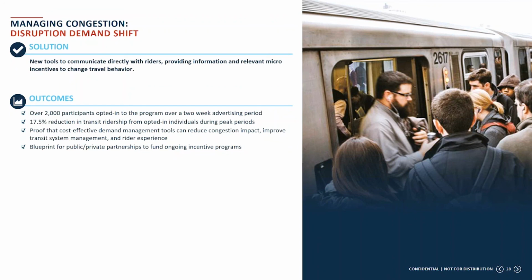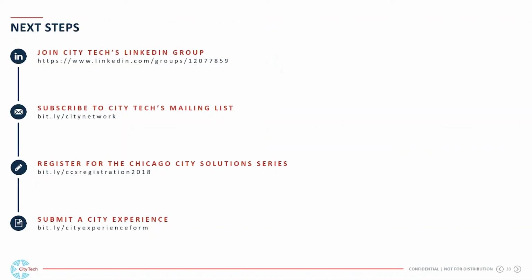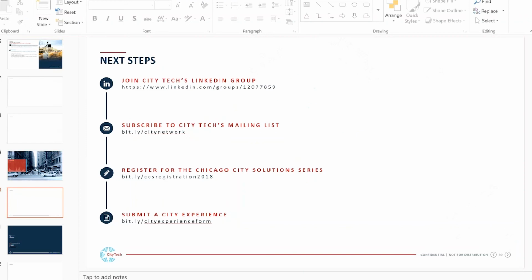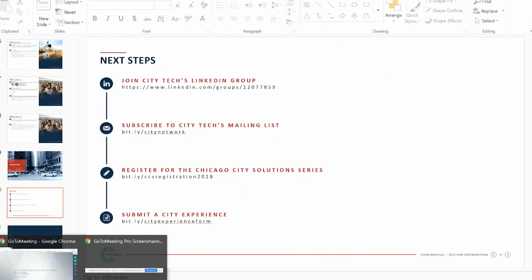So we were able to send text messages to those riders that signed up for the program, and then we knew if they adhered to the behavior change anonymously based on the volume of the MasterCard transactions that were happening at those stations. The result was successful. Using a couple of the behavioral incentives, we were able to reduce transit ridership by 17.5% during peak periods, which is proof that demand management tools, including behavior change, can be used to reduce congestion impact.